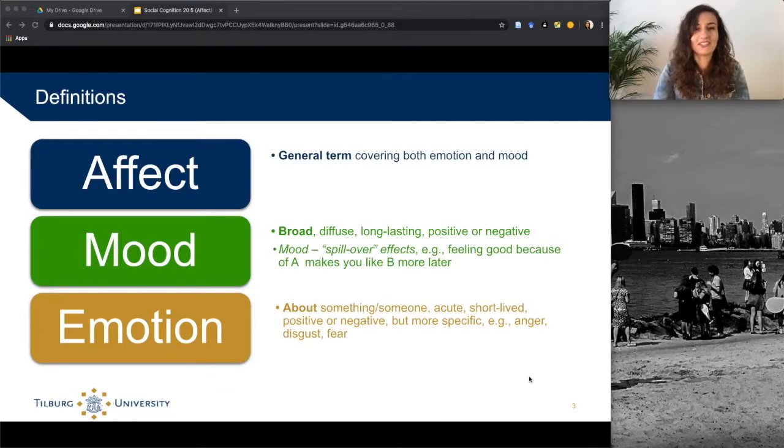So what is the difference between affect, mood, and emotion? And what do we mean when we actually talk about these three things? So affect is used as a very general term, and it's used in a way that's meant to capture both emotion and mood. Now, mood is about broad, diffuse, long-lasting affect, and it usually refers to mood that is either positive or negative. So it's a general type of affect.